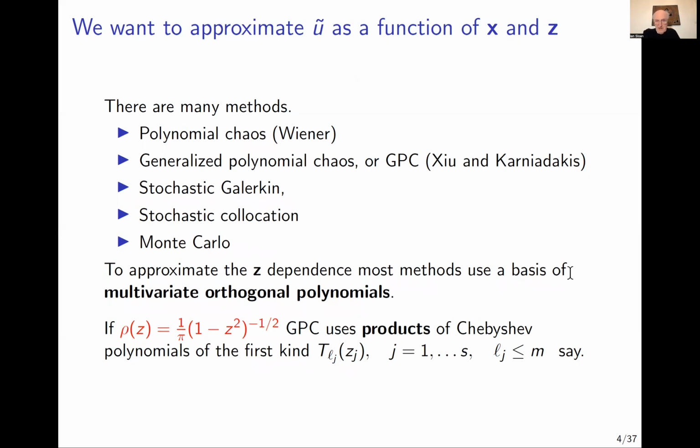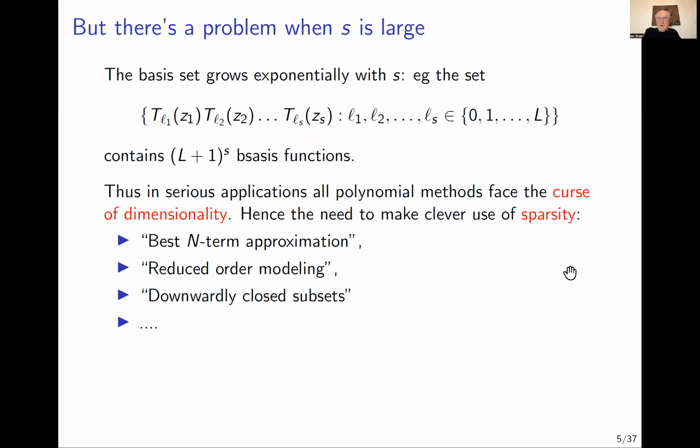And in the particular case in which rho of z is 1 over pi times (1 minus z squared) to the -1/2, GPC, generalized polynomial chaos, uses products of Chebyshev polynomials of the first kind, for j equals 1 up to s and degree L_j up to some degree. So there's a problem when s is large with this way of doing things, because, as you probably well know, the basis set that one is dealing with grows exponentially fast with dimension. So I've just written down here how it is with the s dimension.